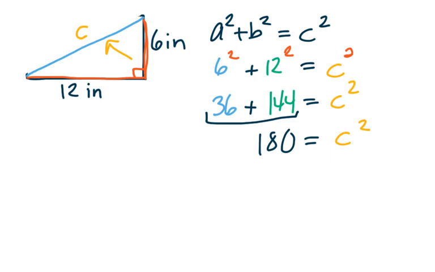What you can say is that you know what c squared is equal to, which is 180, and you know that c would be the positive number c that satisfies c squared equals 180, but you don't know how to find that yet. That's one of the things you're going to learn in the next couple of modules. So for now, we're going to stop here and say what I do know is that c squared is equal to 180.